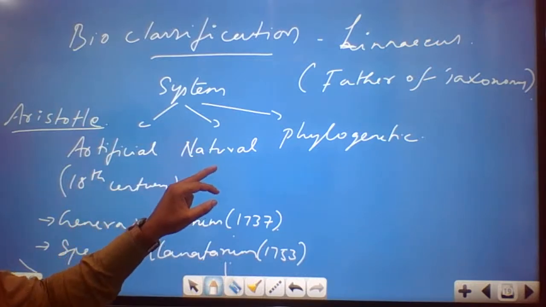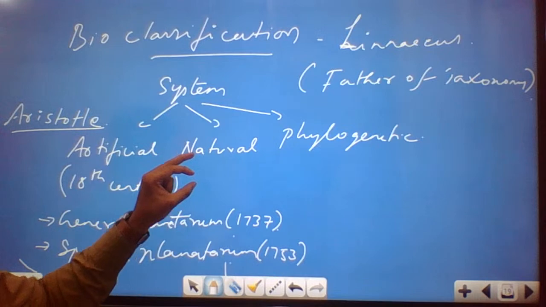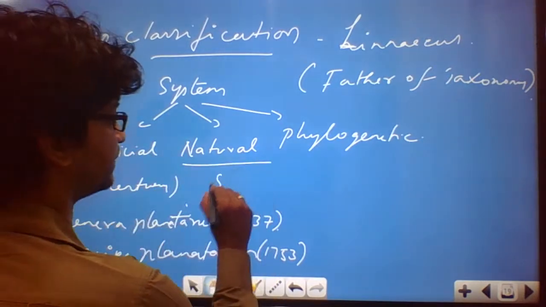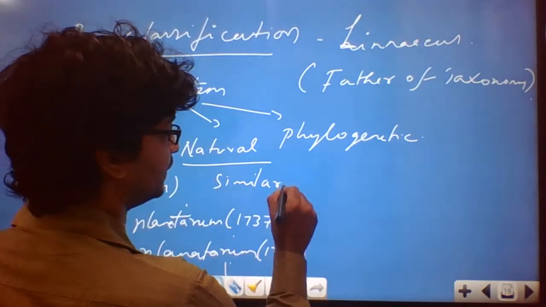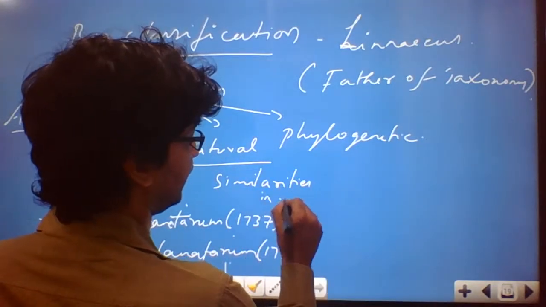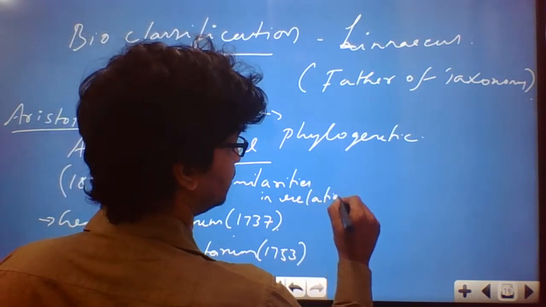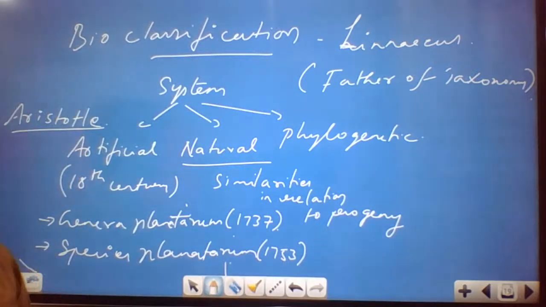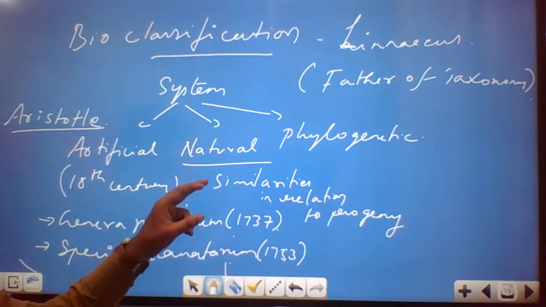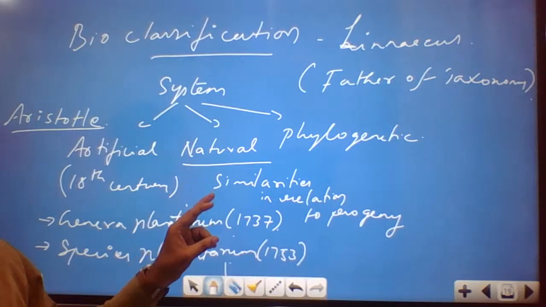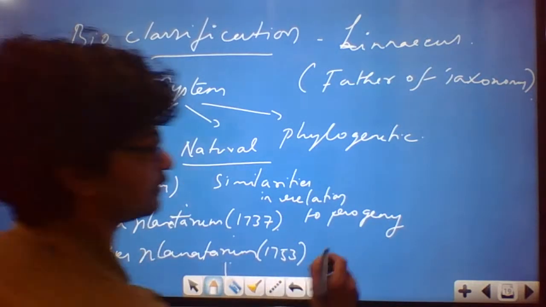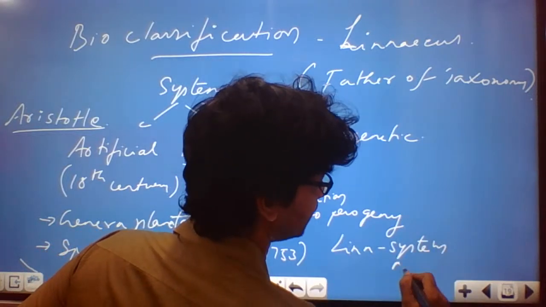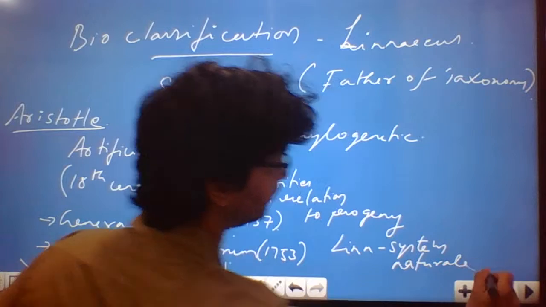Now the natural system of classification. This is in terms of similarities in relation to progenies. We call it the system natural, which was proposed by Carolus Linnaeus.